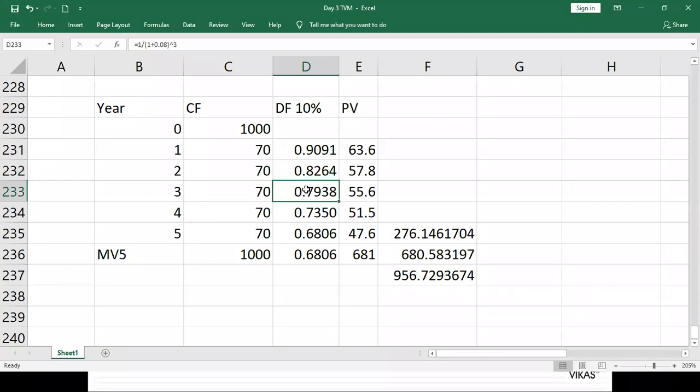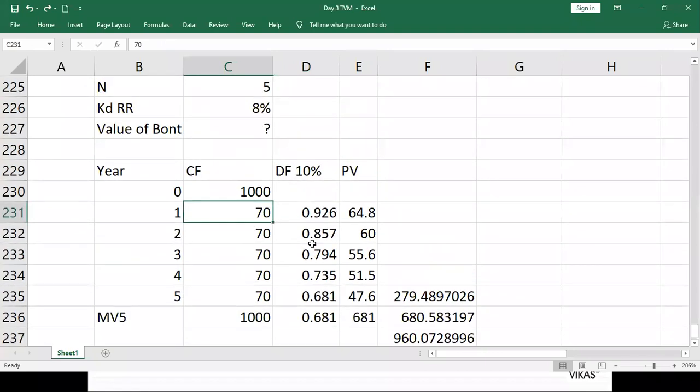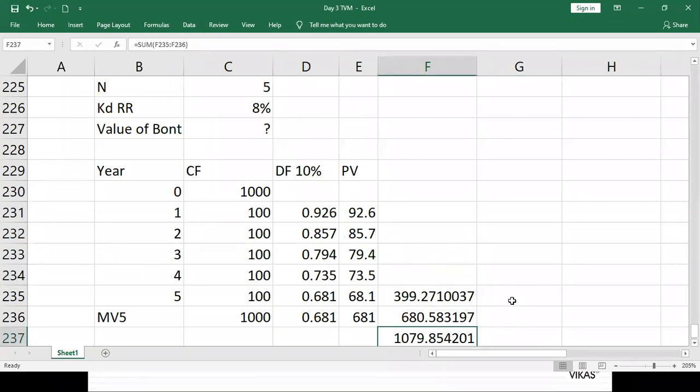sorry, I am doing it wrong. Right. Now the coupon rate is 10, not 8. Then he will receive 100 rupees as interest. Then the answer is 1079. Right? Clear?